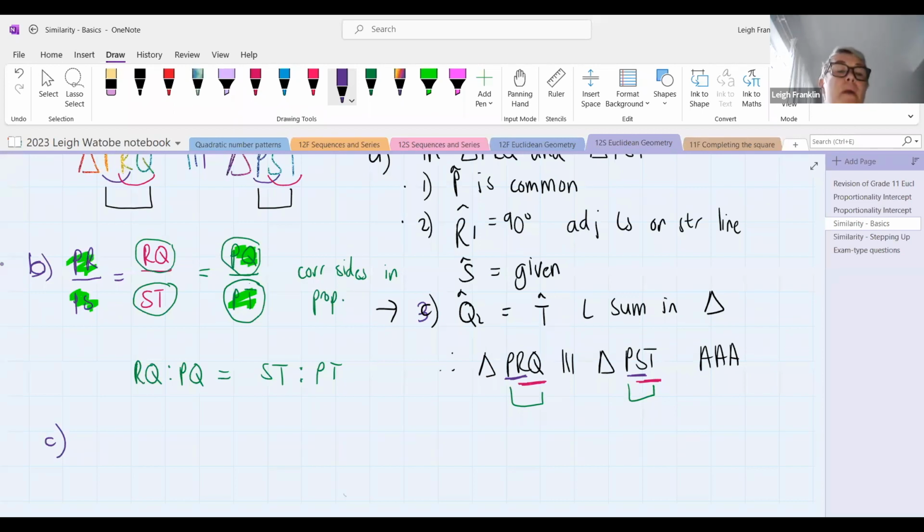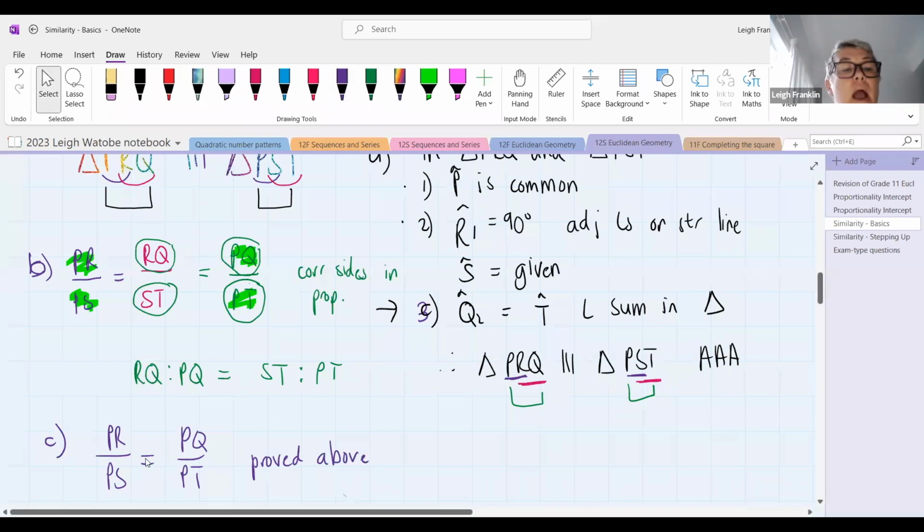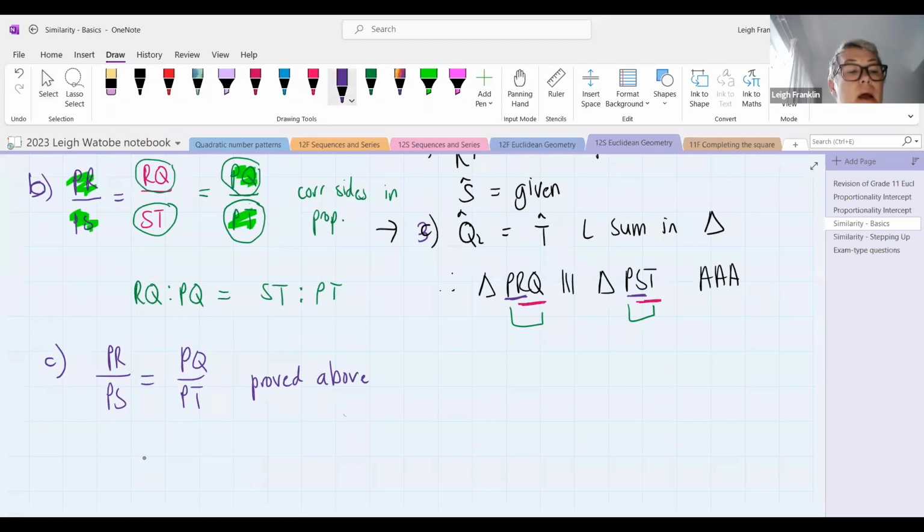Again, I'm working with my original corresponding sides in proportion. And I'm going to say that PR over PS is equal to PQ over PT, proved above, because I've proved that above in question B. And now I can cross multiply. So therefore, PR times PT is equal to PS times PQ.